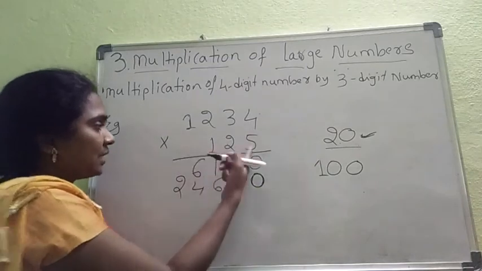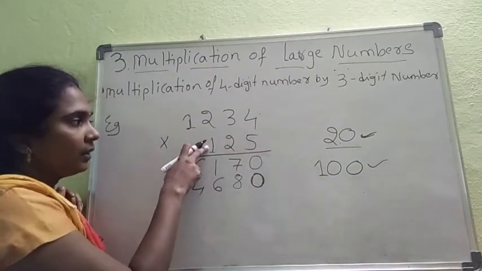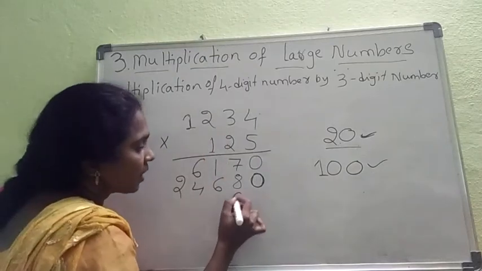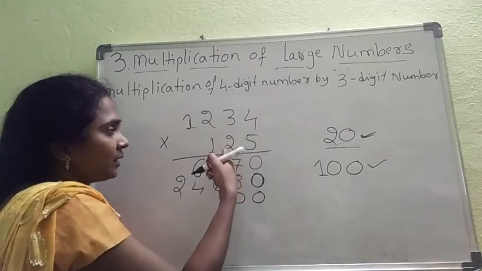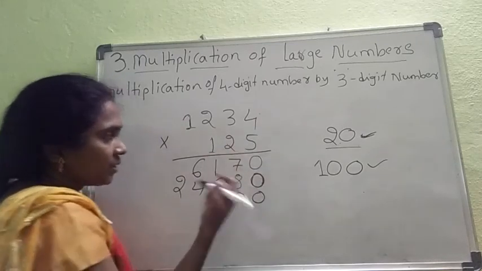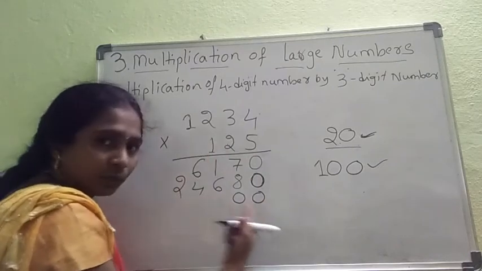Why? This 1 is in the hundreds place. That means we are multiplying with 100, right? That means how many zeros do we have to put here first? 2 zeros. Okay? When you multiply with the tens place digit, you put 1 zero. When you multiply with the hundreds place digit, you put 2 zeros.